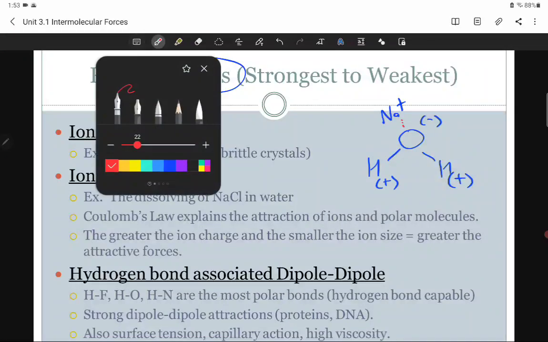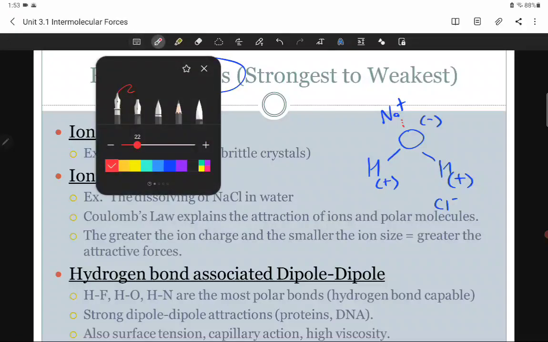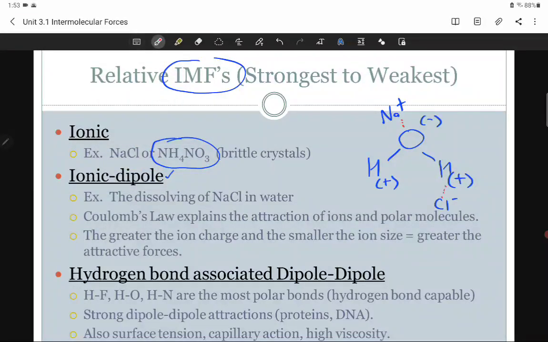Could we throw the chlorine in there too? Yep, we could. So let's use the chloride ion here. And again we'll use that dotted line to show that attraction. So do you see that some of those pluses and minuses are in parentheses and some aren't? The Na plus and Cl minus, those are truly positive and negative charges. The charges associated with water are partial positives and partial negatives.